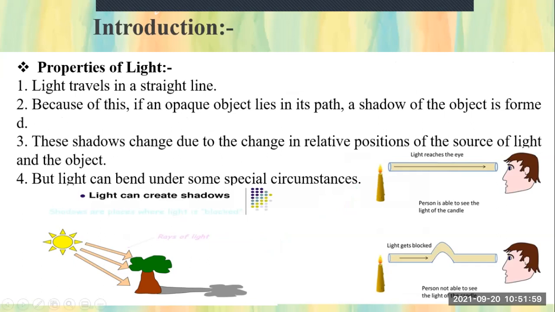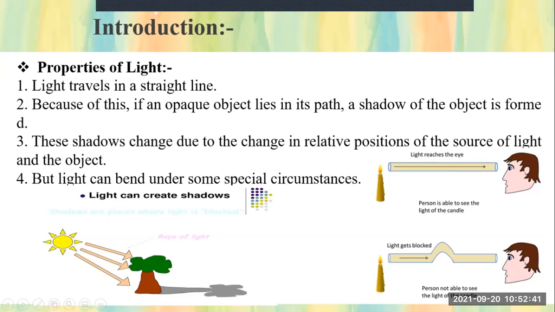Everyone used to tell you that light travels in a straight line, but how can you justify your answer that light travels in a straight line? Can you see this photograph here, students? One candle is lit and one person is seeing that light with the help of this straight pipe. When he is seeing the lamp with the help of this straight pipe, he is easily able to see the light of the candle, which means light is reaching his eyes.